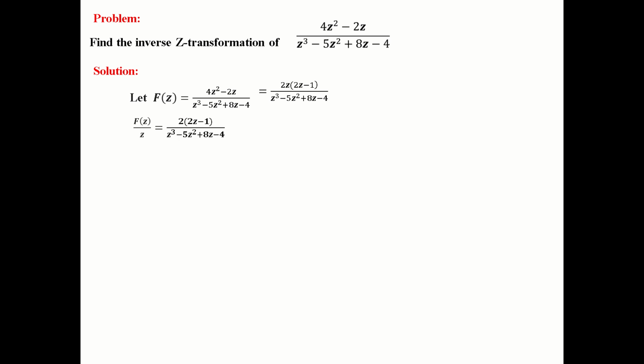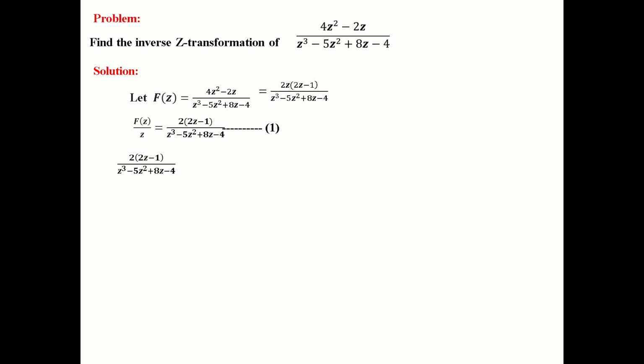Taking that z from the left hand side numerator to the right hand side denominator, F(z)/z = 2(2z − 1)/(z³ − 5z² + 8z − 4). Otherwise you can divide by z on both sides, so you will get the same result. Don't get confused. So, equation number 1.